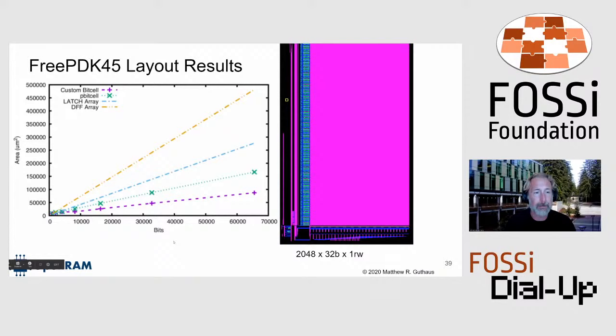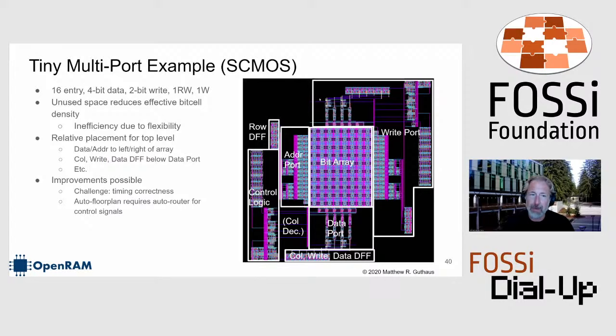Now, kind of the overview of what the placement looks like. Basically, this is a very tiny memory just to illustrate all the placement of the things around it. So it looks kind of inefficient because it is so small. Basically, we use relative placement of blocks to be able to place things. For example, the address port and data ports are always placed on the left and bottom for one port and right and top for the other port.